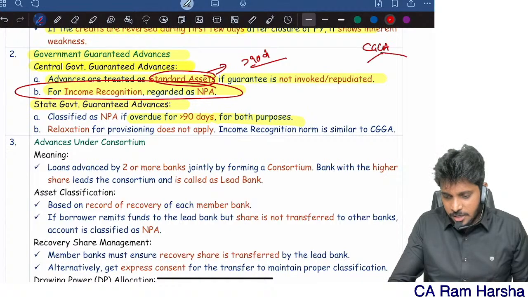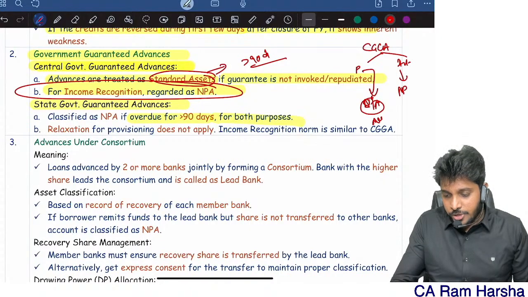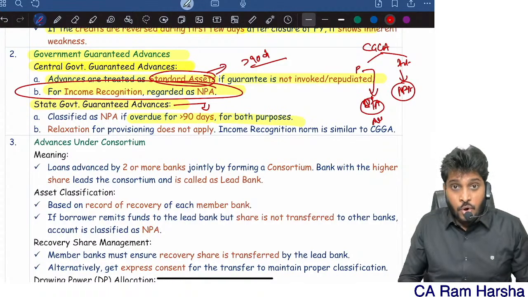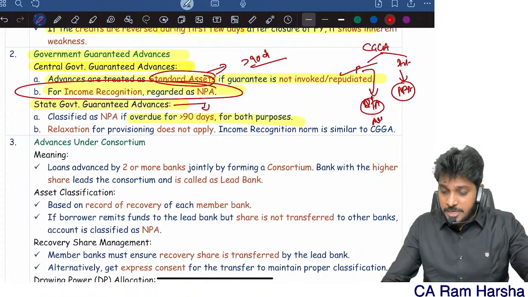However, for income recognition, it is treated as NPA. Central government guaranteed advance, principal outstanding, is treated as standard asset, no provisioning. Whereas from the interest recognition point of view, it is treated as NPA, means we will not recognize interest income. Whereas state government guaranteed, it is straight away NPA for principal and interest.